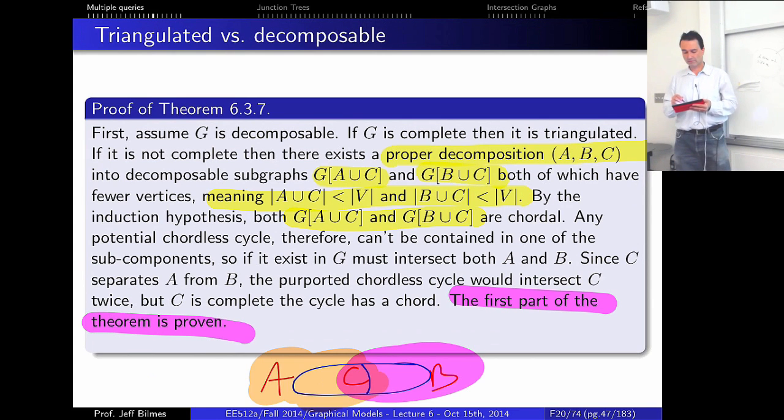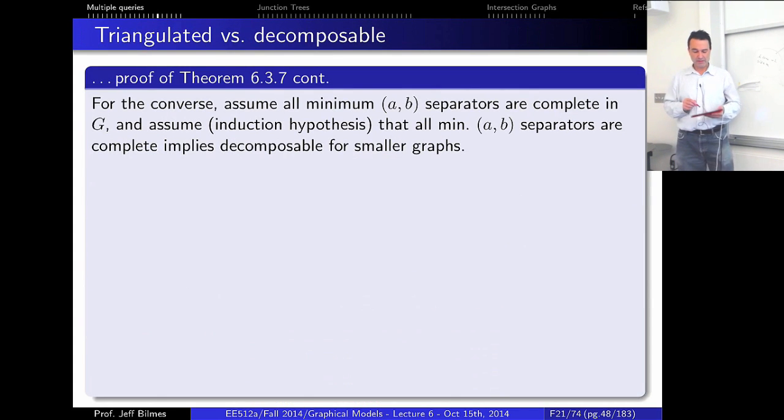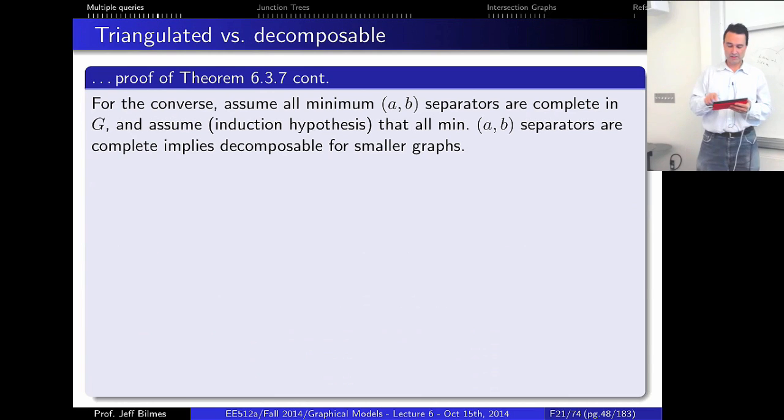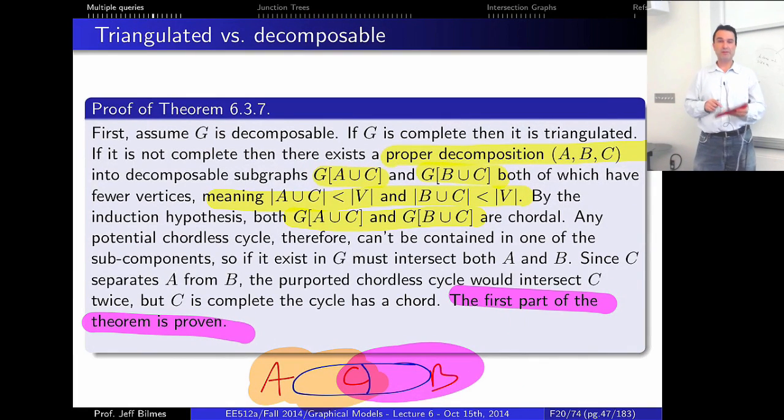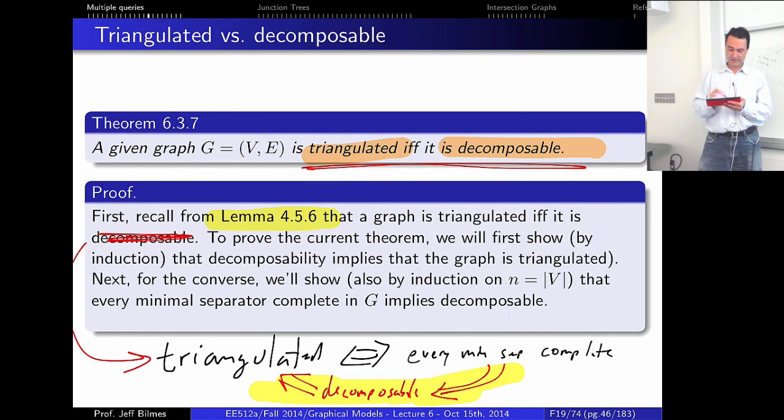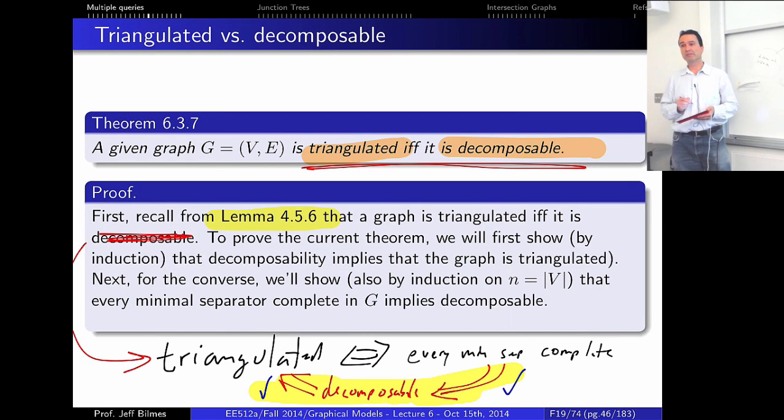Okay. Now, the next part of the theorem, again, going back to this part here. Any questions on this part of the theorem? Okay, so the next part of the theorem: we did decomposable implies triangulated. We want to now show that every minimal separator is complete implies decomposability. So we haven't done that yet, so let's not put a check mark there.